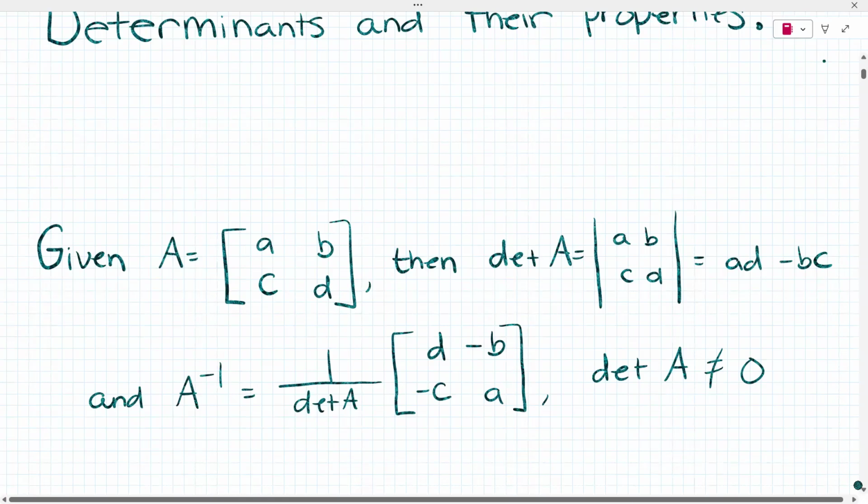And to find the inverse of a 2 by 2, you don't have to do row operations. You just do 1 over the determinant of A, and you basically flip this: it's D, negative B, negative C, A. You flip these.